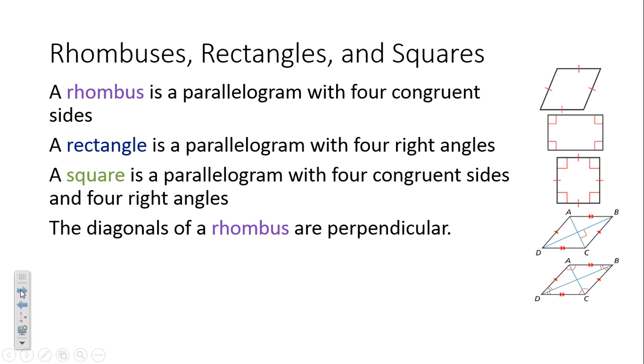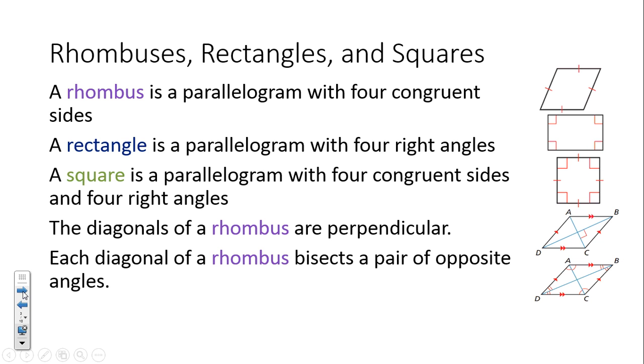The second to last one is a rhombus, and it's got all kinds of angle marks down here. What do those angle marks mean? They're congruent. So each diagonal of a rhombus bisects a pair of opposite angles.